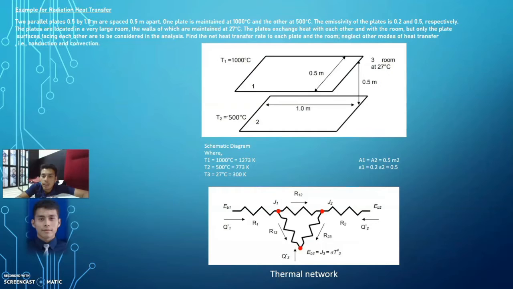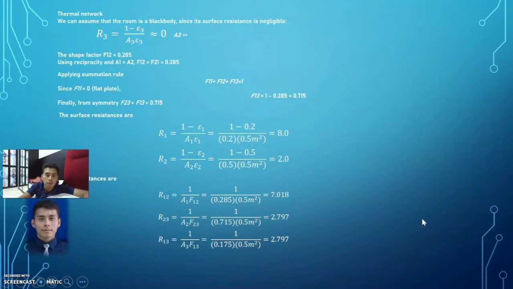Here we look at the diagram. We have the first plate at 1000 degrees Celsius and the second plate at 500. The size of the plates is the same, only 0.5 meter apart. The plates are located in a room at 27 degrees Celsius, and the air is still. The only difference is the emissivity, which is 0.2 for the first plate and 0.5 for the second. Here is the thermal network diagram. So we move on to the solution.